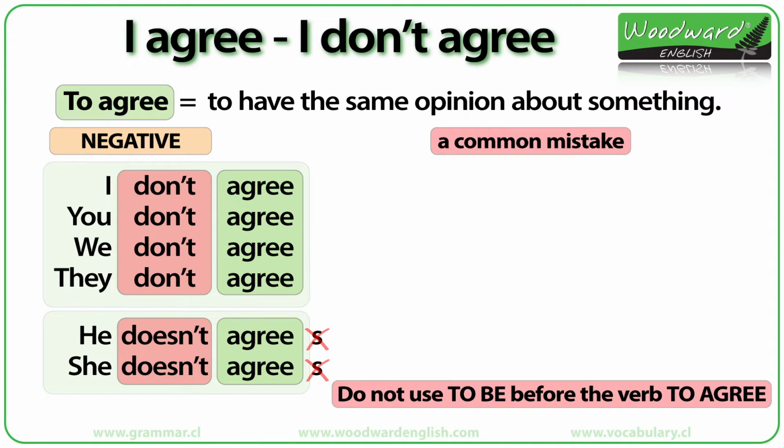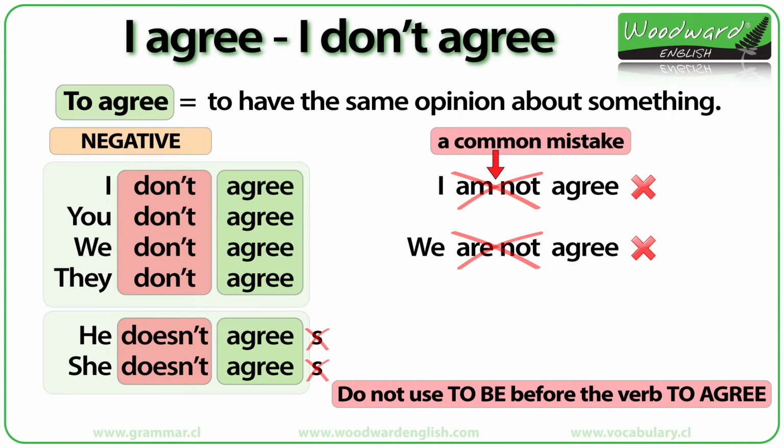Again, for negative sentences, we do not use the verb to be before the verb to agree. This is a common mistake. I am not agree. This is not correct. We don't use to be. It should be I don't agree or I do not agree.